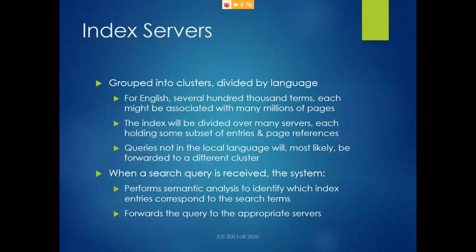However many search terms there are in however many languages, each of those search terms gets associated with a certain number of pages, quite often large. In the example we saw the other day, if I searched money, it shows up on some 4 billion pages. So these index entries are very long. The entire index is far too big to be stored on one machine. Instead, it gets divided over many, many servers, and each of those servers holds some set of the entries and the page references.